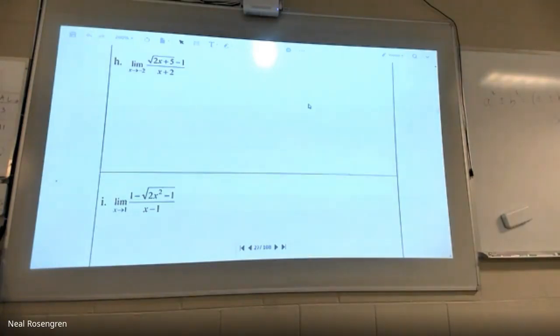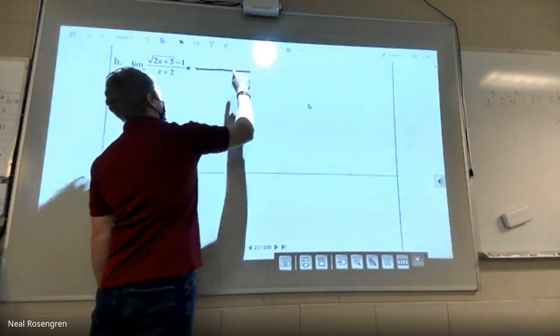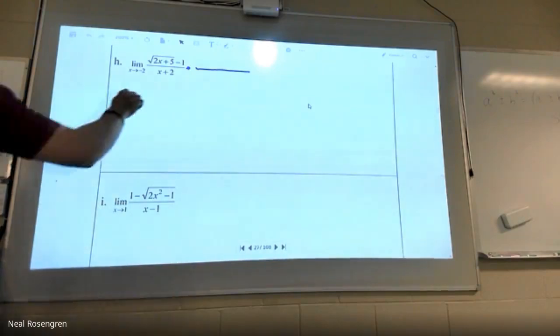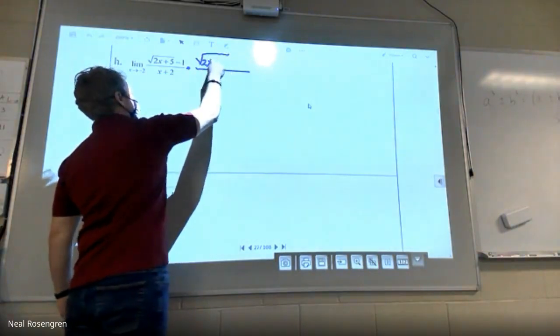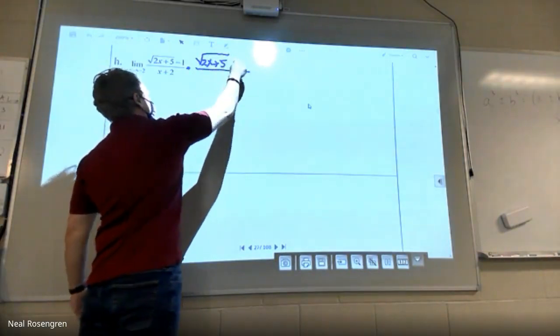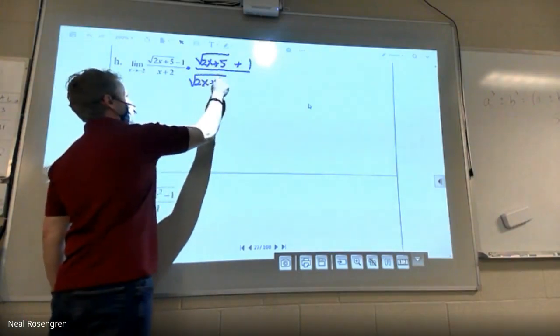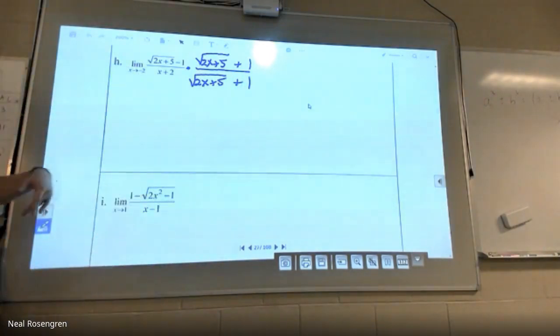But we can rationalize. And the only way that rationalizing is going to work is to multiply through by the conjugate of the spot where there's a square root, changing just the sign in between. So +1 instead of -1. But it's not like the square root of 2x minus 5, that doesn't change. Square root of 2x plus 5 plus 1, top and bottom. And we'll do the same thing for I. It'll just be 1 plus instead of 1 minus.